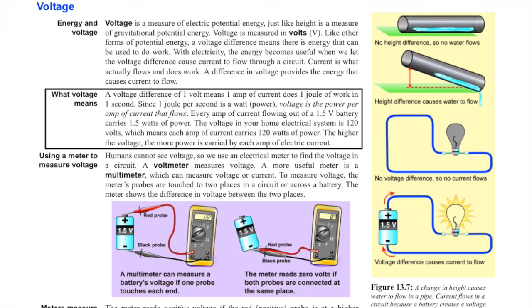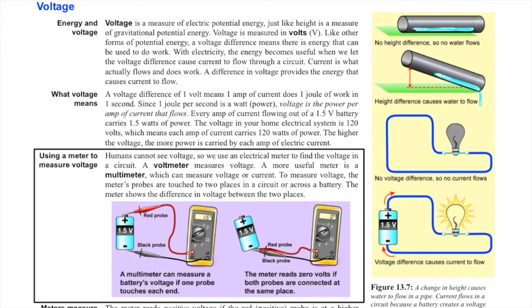The voltage in your home electrical system is 120 volts, which means that each amp of current carries 120 watts of power. The higher the voltage, the more power is carried by each amp of electric current. Using a meter to measure voltage. Humans cannot see voltage, so we use an electrical meter to find the voltage in a circuit. A voltmeter measures voltage.